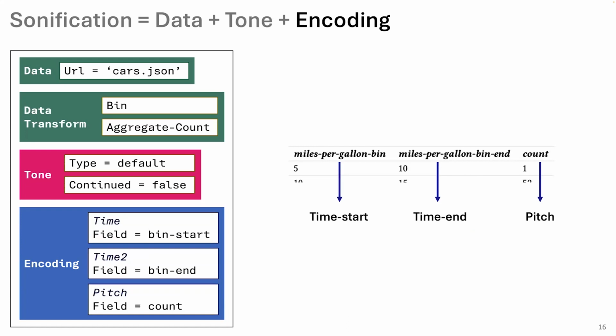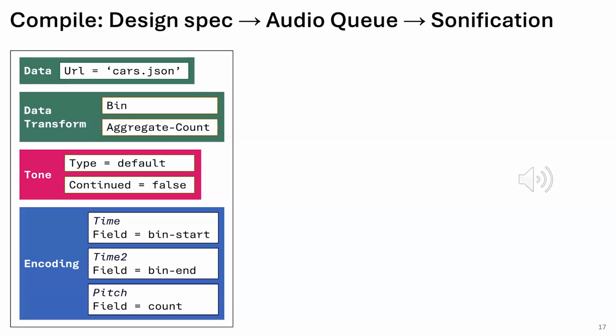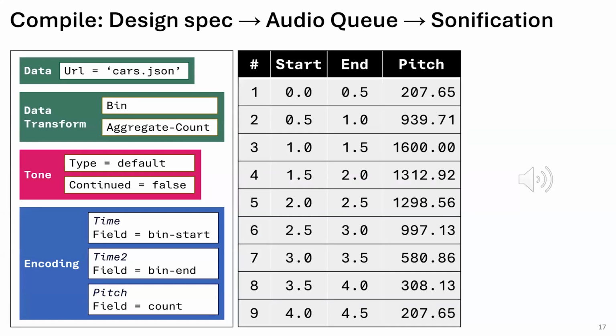Then we map the data points to auditory channels. The bin start point is mapped to the start time of the corresponding sound, and the bin's end point is mapped to the end of the sound. Lastly, the count per bin is mapped to the pitch encoding. Then this design spec is first compiled to an audio cue, which is schedule information about when and how to play the sounds. And then this audio cue is rendered as sonification sound like this.